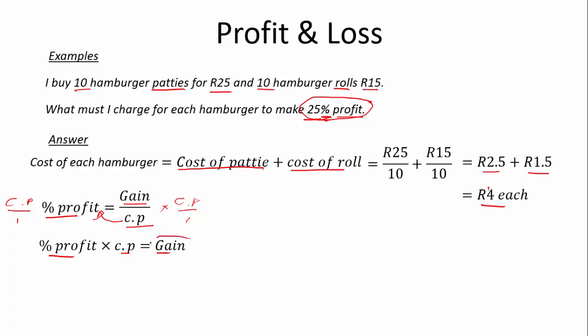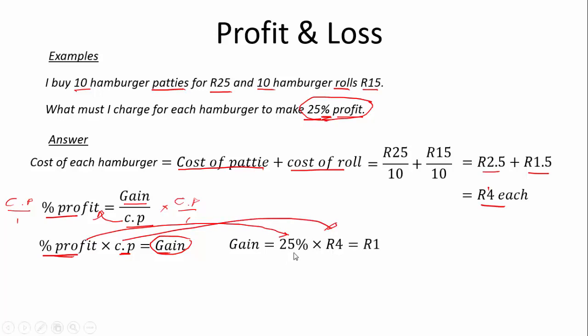That's perfect because we need to figure out what the gain is, because we know the cost price and we know the percent profit. So the gain is equal to, so I've just moved these around here, the percent profit, which is 25%, times the cost price, which is 4 Rand. Okay, so our gain is 1 Rand.